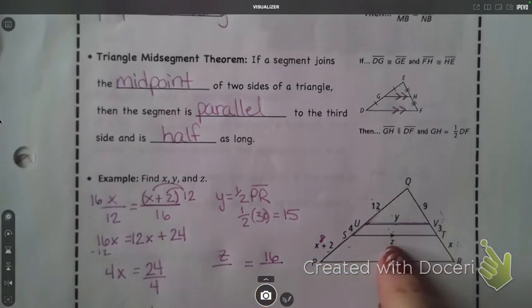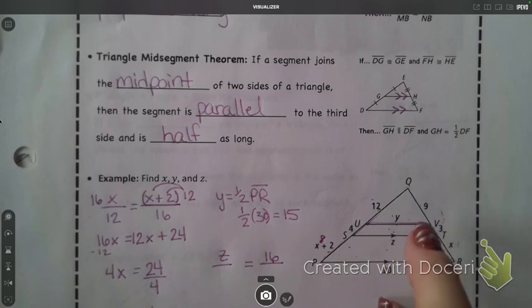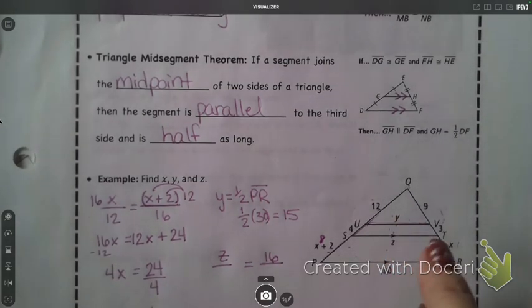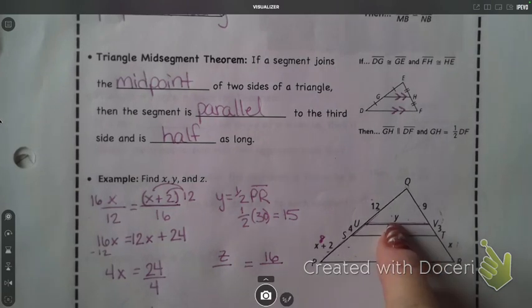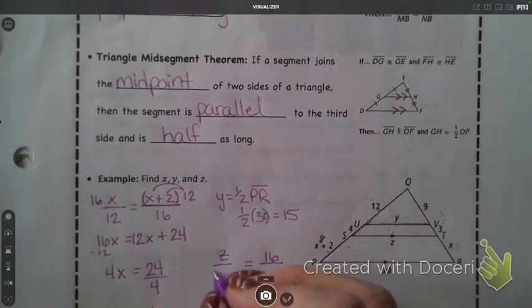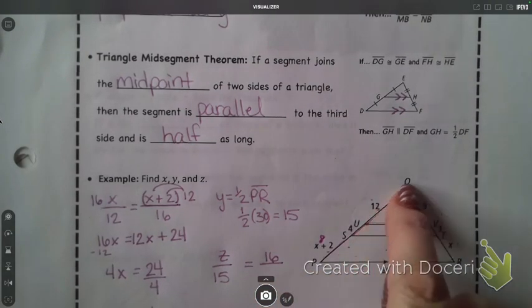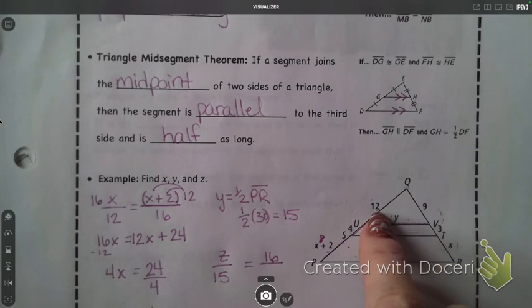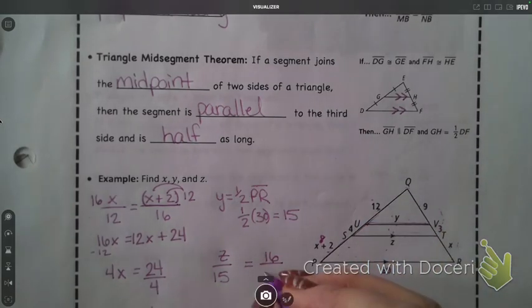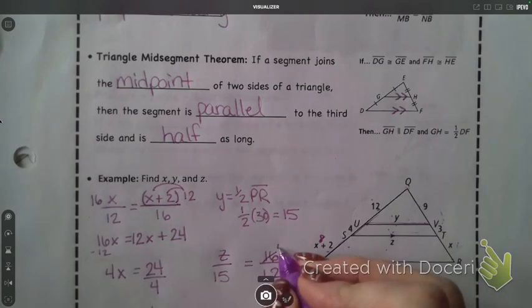So what corresponds to z in the little triangle? 30. In the middle triangle? Yep. 15. Everyone follow? Okay. So 15. What corresponds to 16 in the little triangle? 12? And then 4 and 3, right?